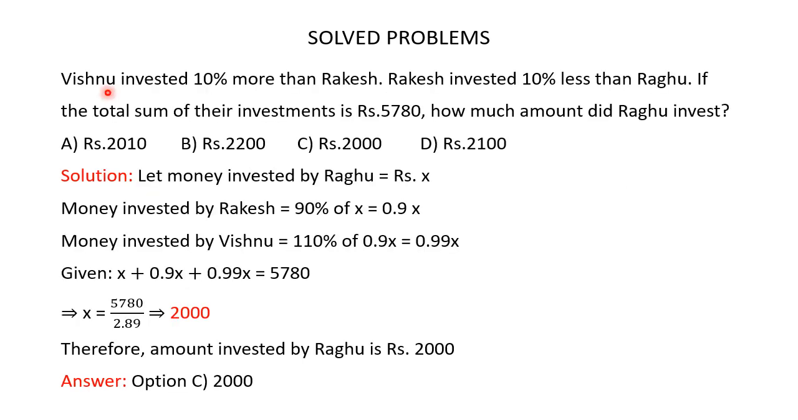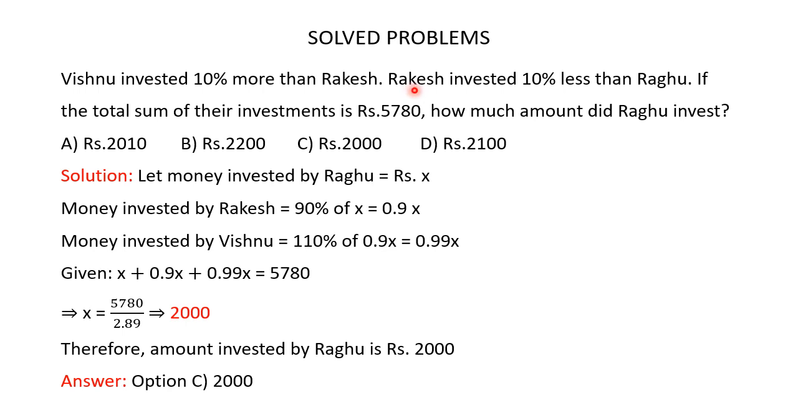Vishnu invested 10% more than Rakesh. Rakesh invested 10% less than Raghu. If the total sum of their investments is rupees 5,780, how much amount did Raghu invest? You are given four options here and you have to find out which of these options is the correct one. Now we are supposed to find how much amount did Raghu invest.